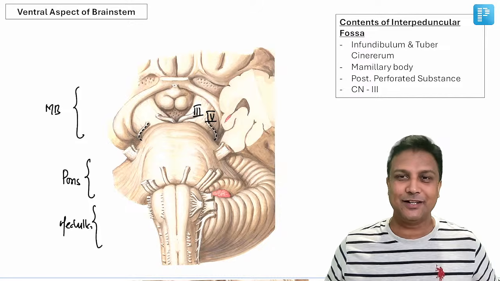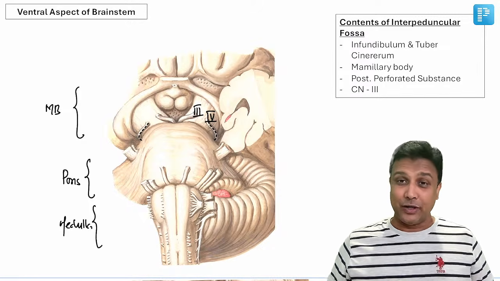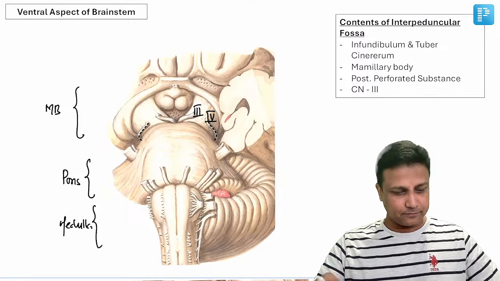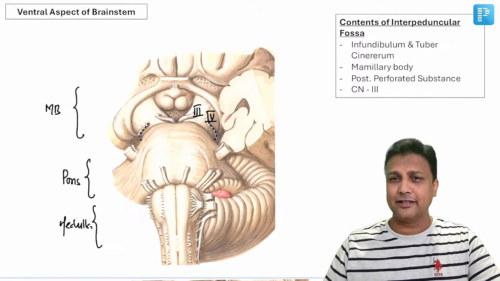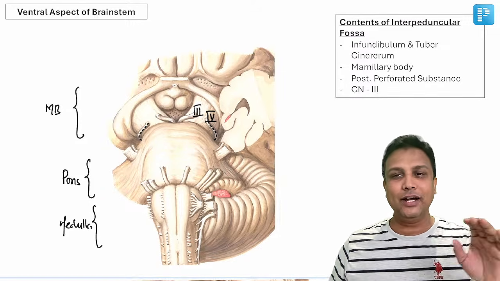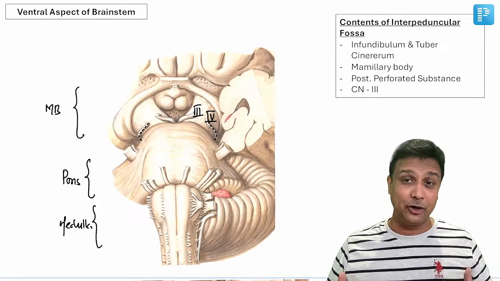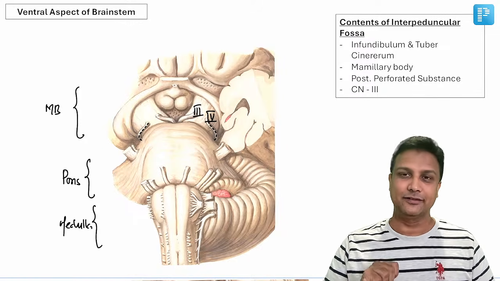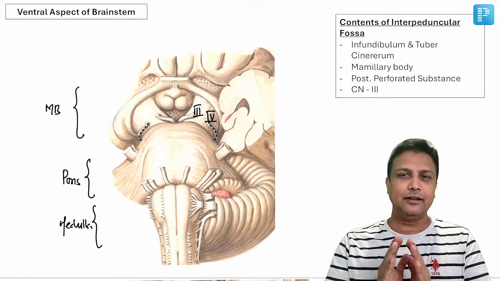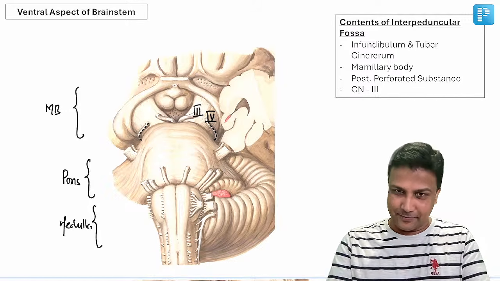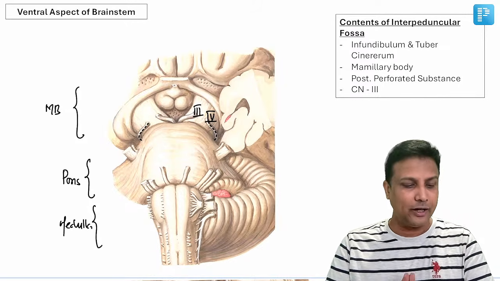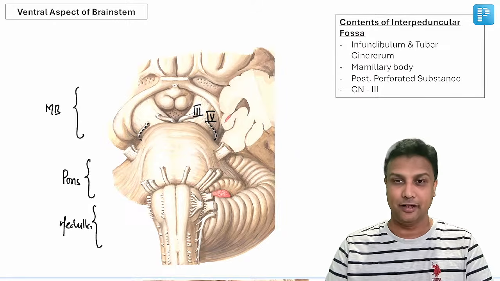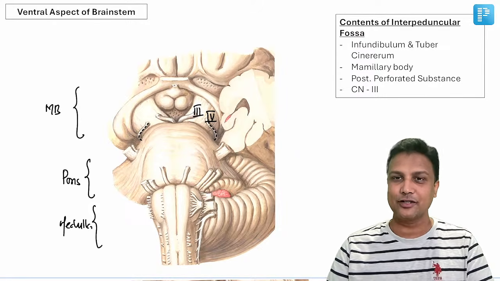Why am I stressing on this point here? Because your INI-CET examiner loves this a lot. Remember, out of all the cranial nerves, the only cranial nerve which is going to originate from the dorsal aspect, from the dorsal side, will be the 4th nerve, sir. You can see all the remaining cranial nerves are going to originate from the ventral aspect. The only one which will be having dorsal origin will be the 4th nerve.